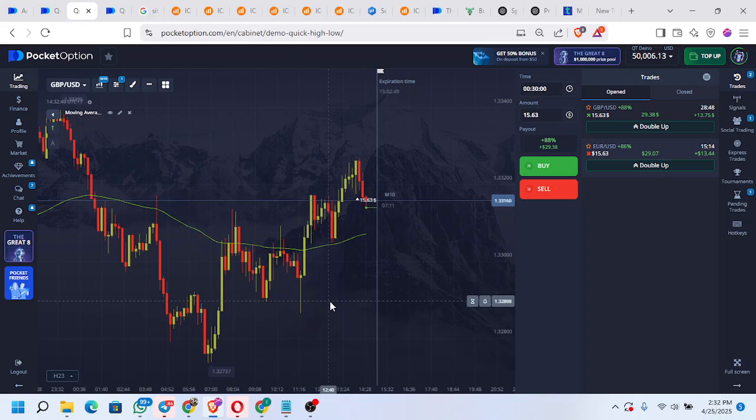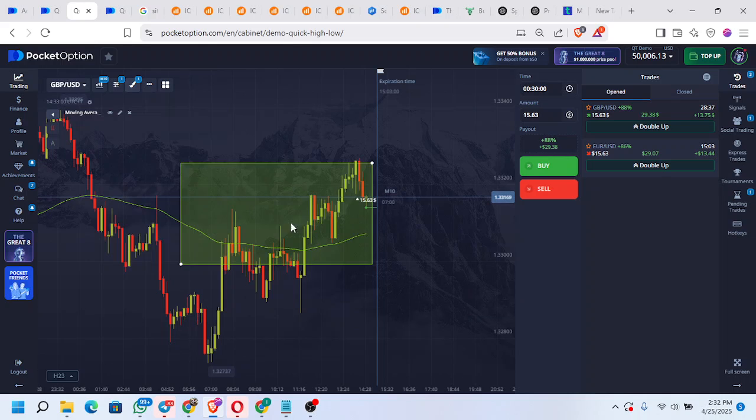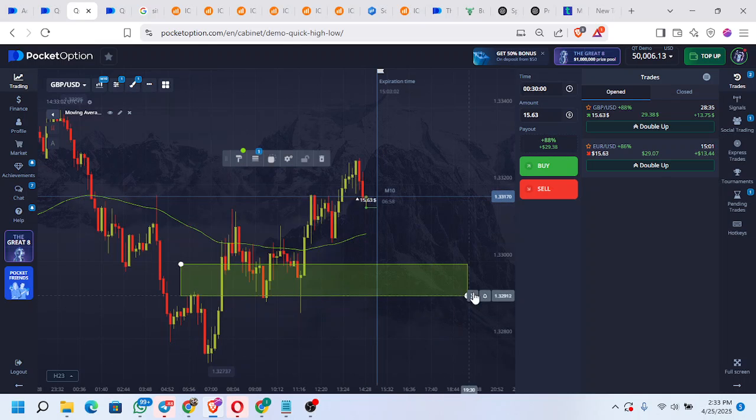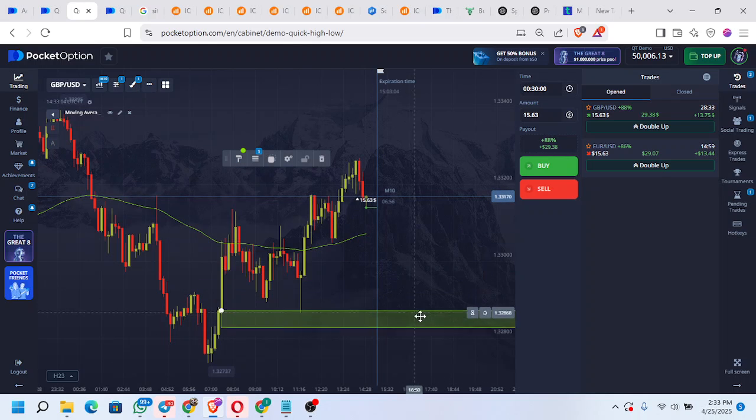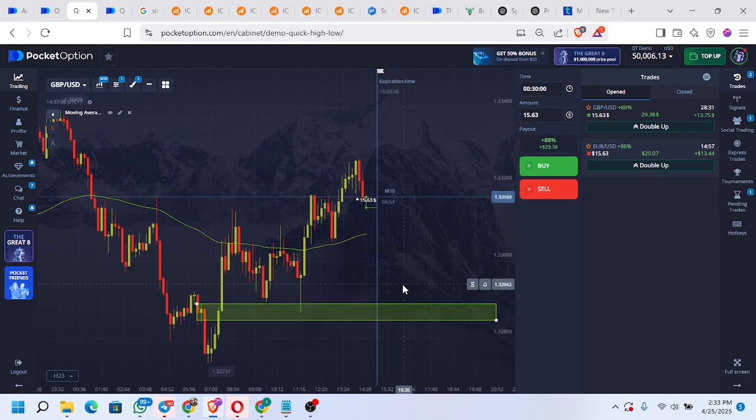Because I'm more of a swing trader, I wait for those perfect opportunities rather than scalping. Like this one, I was able to catch this trade, this position here. Let me show you. I was able to catch that position while I'm trading forex.